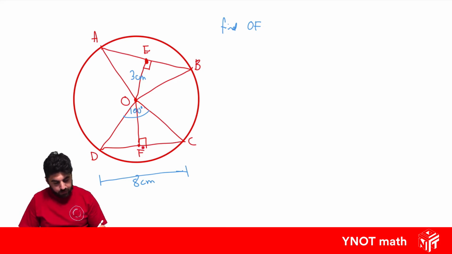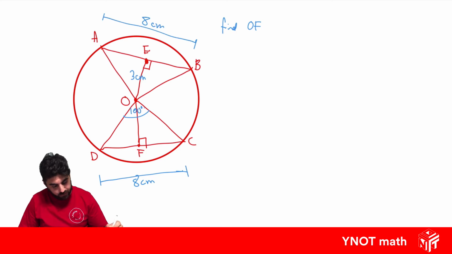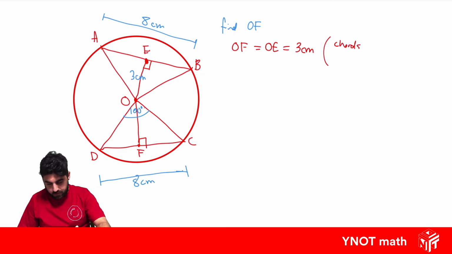and we can use the fact that chords of equal length are equidistant from the center. Sorry, we also know that AB is also equal to 8 centimeters. We have to know that the chords are of equal length. So chords of equal length are equidistant from the center. So if this chord is 3 centimeters away from the center, this one has to be as well. So we can say that OF equals OE, which would equal 3 centimeters, and the reason is that chords of equal length are equidistant from the center.